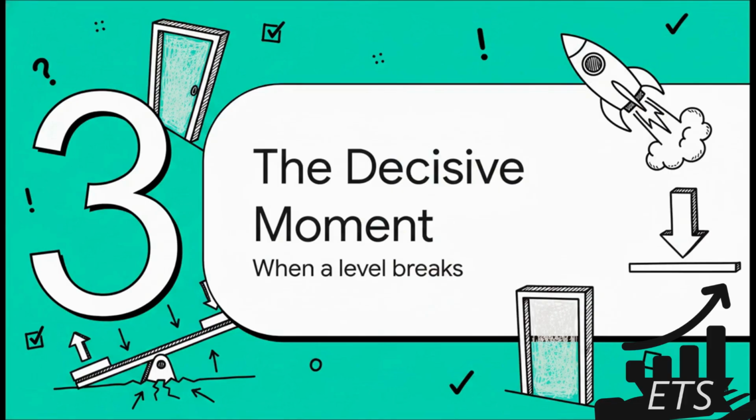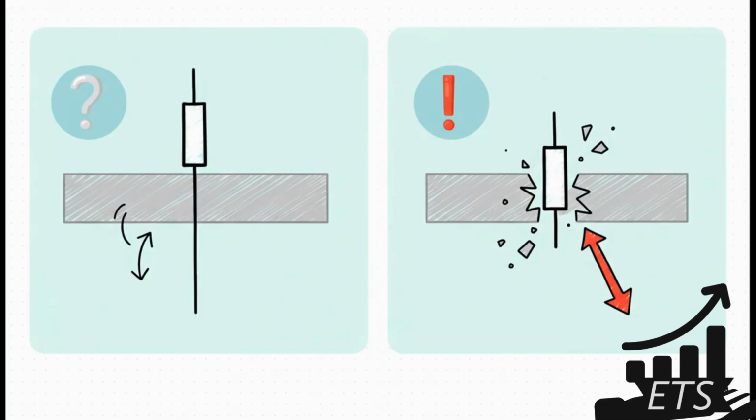For this, you need a clear, non-negotiable rule. No gray areas. Look at this. On the left, see that long, thin line that pokes through the zone? That's called a wick. Think of it as just a test. The market tried to break through, but it got rejected. That is not a break. But on the right, see how the whole body of the candle has closed firmly outside the zone? That is your confirmation. That is the signal. It's the only one you should ever act on.